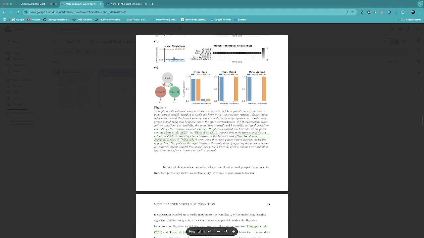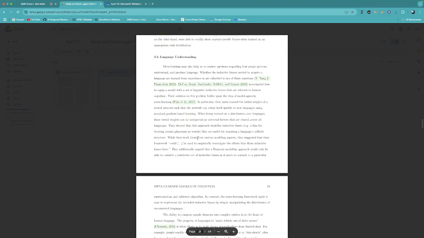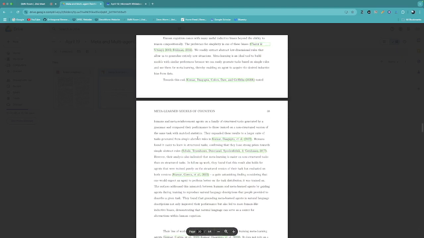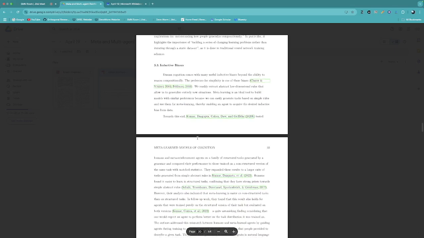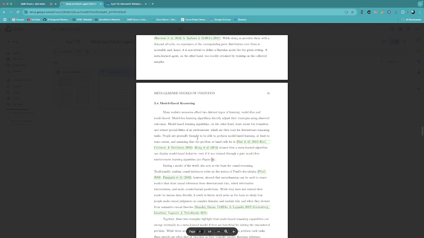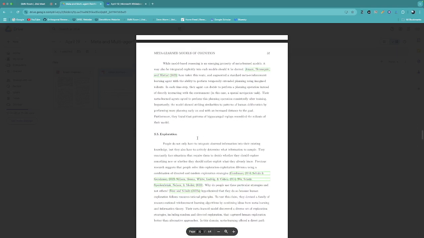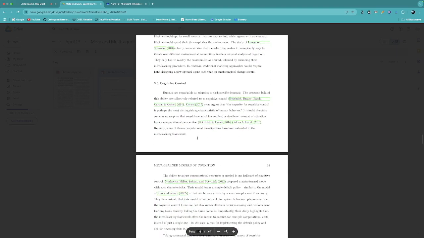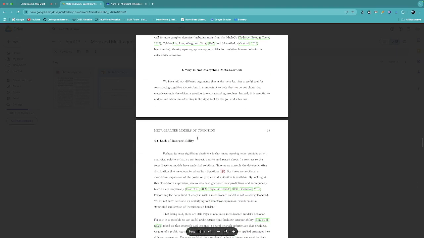And so they go through some things about meta learning models. They talk about them a little bit more. They talk about language as well, inductive biases, which are important, model-based reasoning, exploration, which is also important, cognitive control, and then the question, why is not everything meta learned? So why don't we just use meta learning for everything?